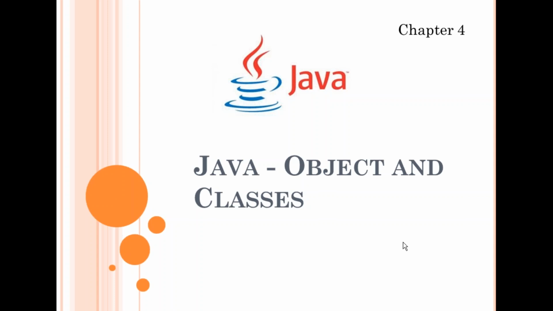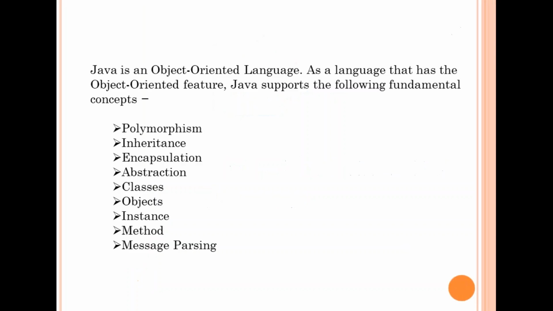Java is an object-oriented language. As a language that has the object-oriented feature, Java supports the following fundamental concepts: polymorphism, inheritance, encapsulation, abstraction, classes, objects, instance, method, message passing. In this chapter, we will look into the concepts classes and objects.